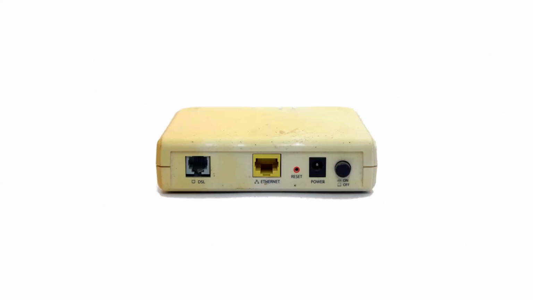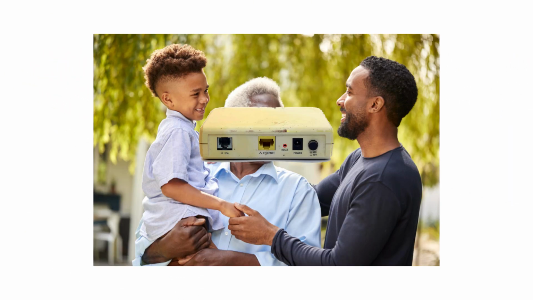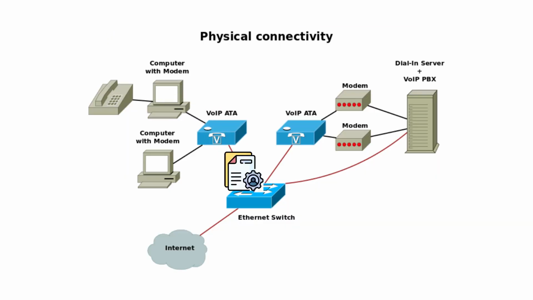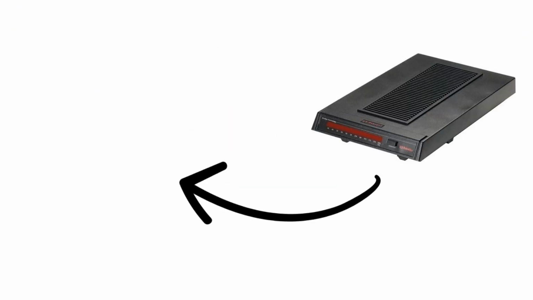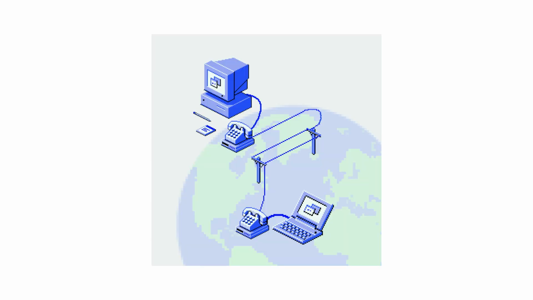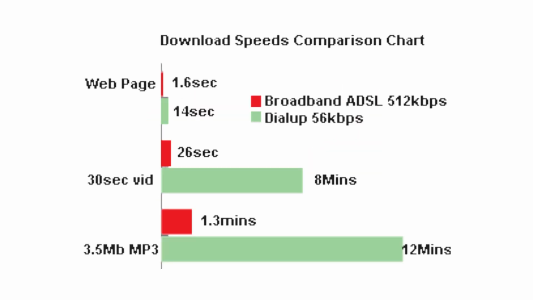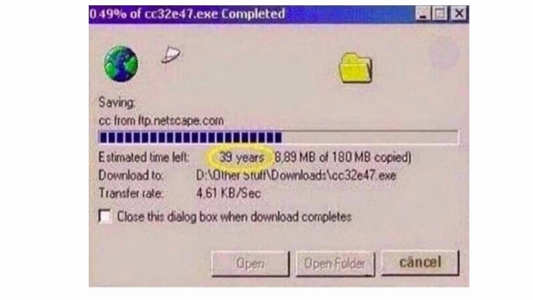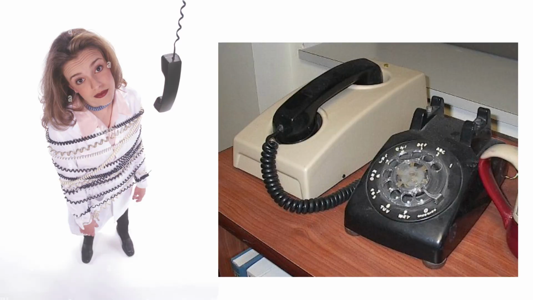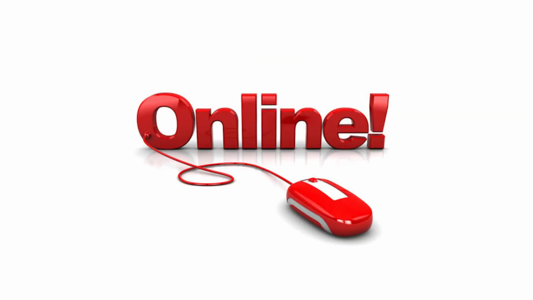Dial-up. This is the grandfather of home internet, the one that made that iconic screeching sound when you connected. It works by using your telephone line to transmit data, with a modem calling your internet service provider to establish a connection. The biggest limitation was speed, maxing out at 56 kilobits per second, which makes loading a modern web page take minutes. It also tied up your phone line, so you couldn't make calls while online.